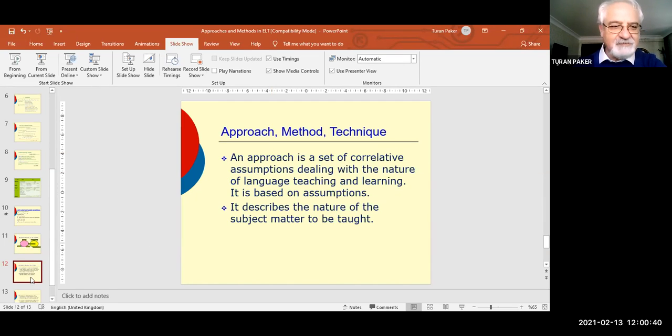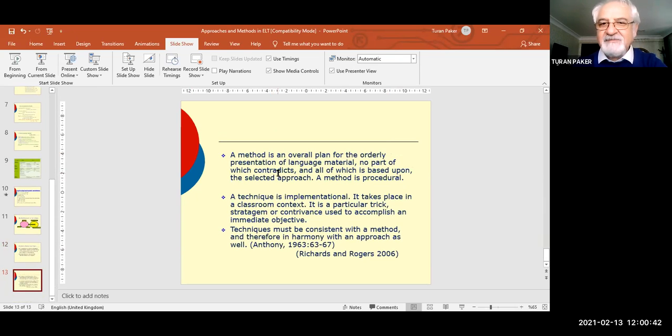But on the other hand, a method is an overall plan. You plan in advance for an orderly presentation of language material, no part of which contradicts and all of which is based upon the selected approach. So a method is procedure. For example, if you say, I'm going to use the audiolingual method, then you are going to deal with behaviorism.